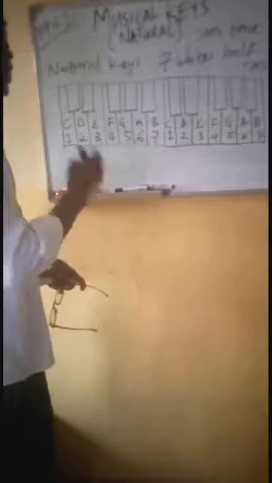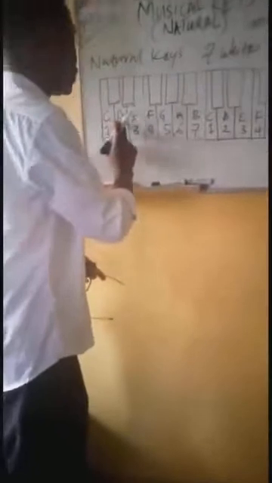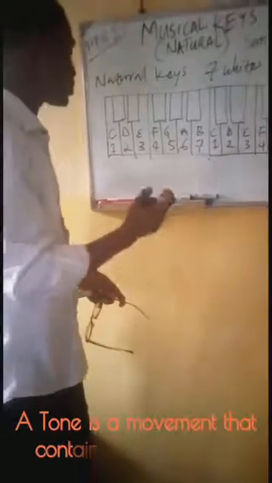A tone comprises two semitones, 1, 2. It has two semitones in it. Likewise, from D to E, here to here is a semitone, here to here is a semitone. So from D to E is also a tone.